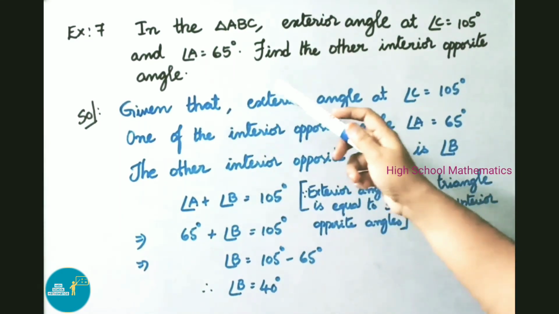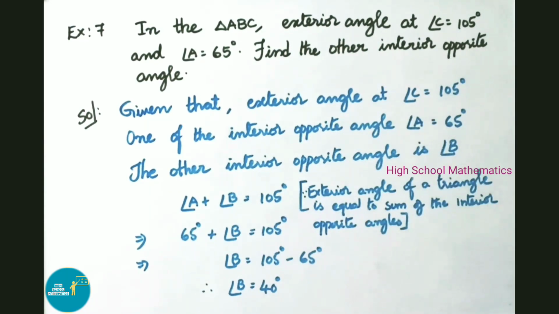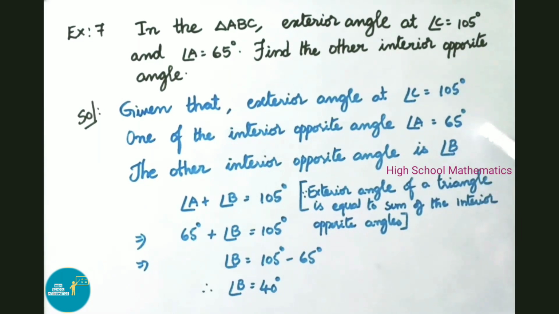See now example 7. In the triangle ABC, the exterior angle at C is 105 degrees, and angle A is equal to 65 degrees. Find the other interior opposite angle. Let us see the solution. Given that the exterior angle at C equals 105 degrees. One of the interior opposite angles is angle A, that equals 65 degrees. Now we have to find the other interior opposite angle, that is angle B.